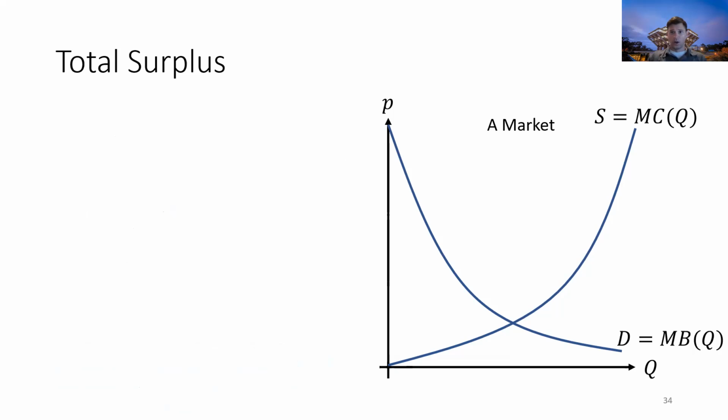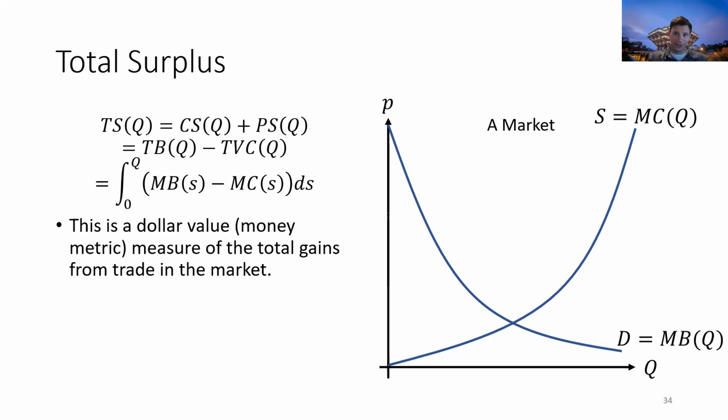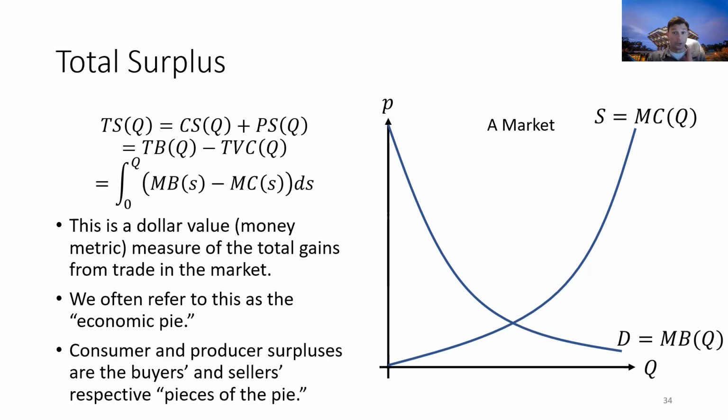Okay, so what we want to do next class is really make sure we understand this result, that if we wanted to solve the problem of maximizing total surplus, of maximizing this dollar value gain from trade in total, right? Maximizing the economic pie. What we're going to show next time is that the solution to this problem is the equilibrium quantity. And I think that is a good place for us to wrap things up tonight.